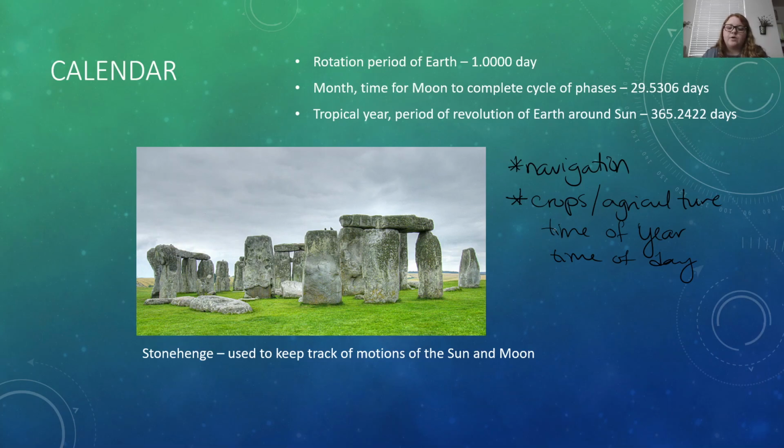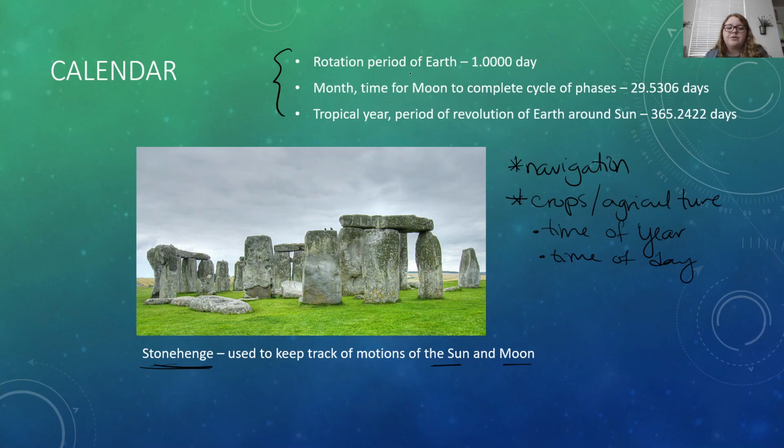Okay, so those are a couple of really important things why we started to come up with ways to keep track of time. Okay, the Stonehenge is a really good example of an early calendar. It was used to keep track of the motions of the sun and the moon. Okay, and you can feel free to look into that a bit more, but I just thought it was kind of interesting. And here are some of the known values.